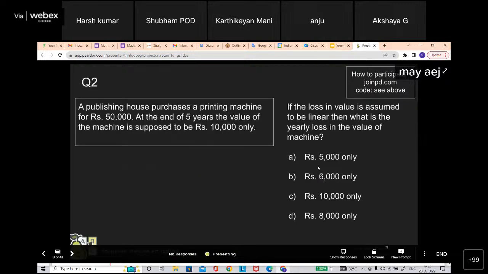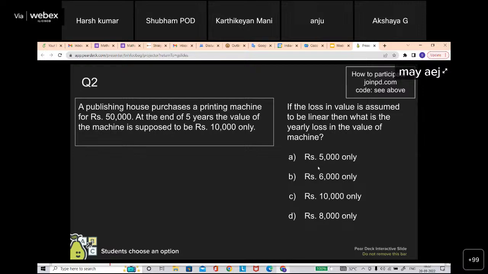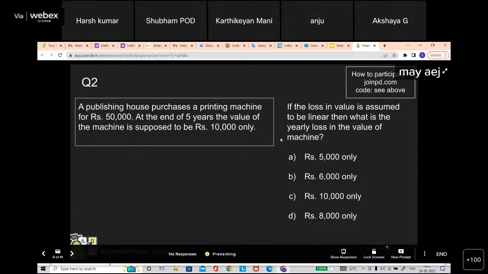This one is somewhat interesting. A publishing house purchases a printing machine for rupees 50,000. The prices will reduce as it becomes older and older. After 5 years, the value of the machine is supposed to be rupees 10,000 only. If the loss in the value is assumed to be linear, then what is the yearly loss in the value of the machine?